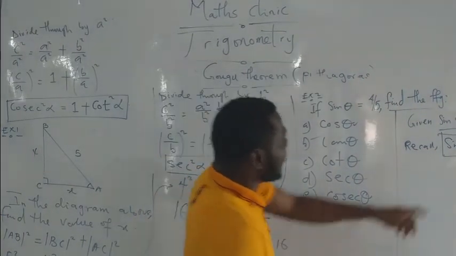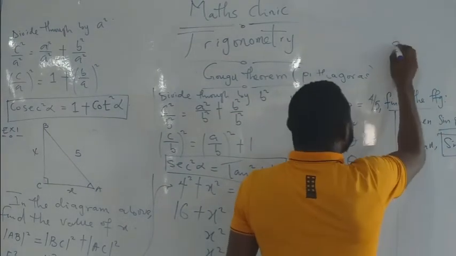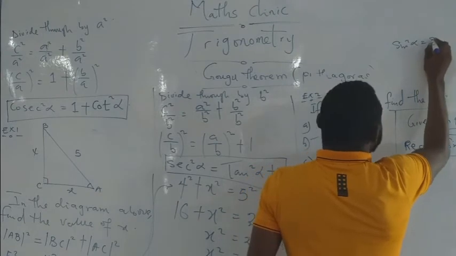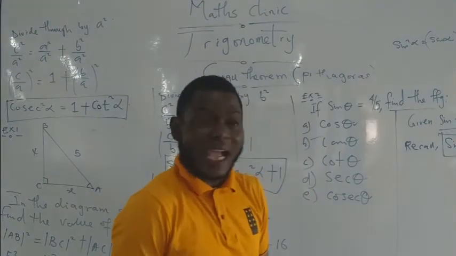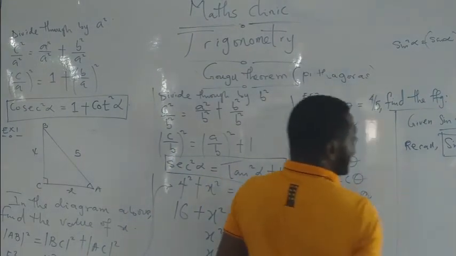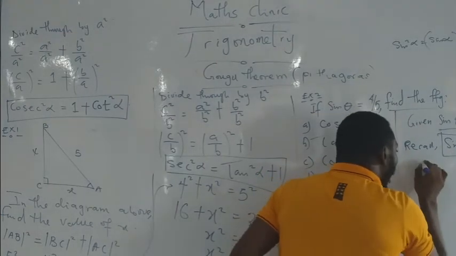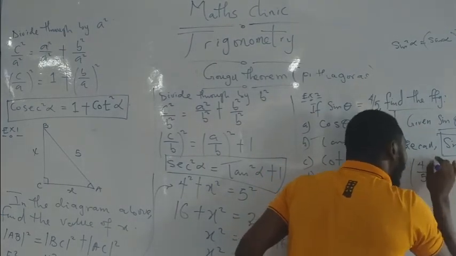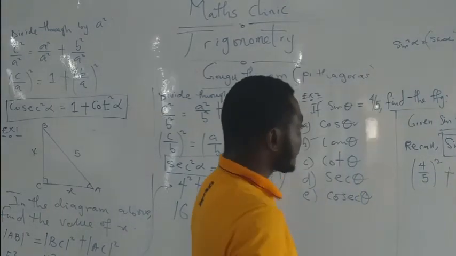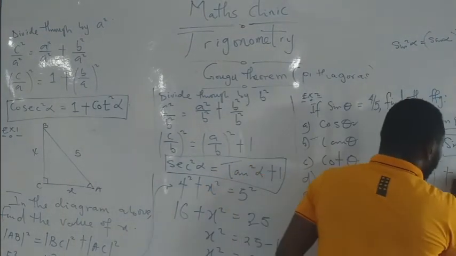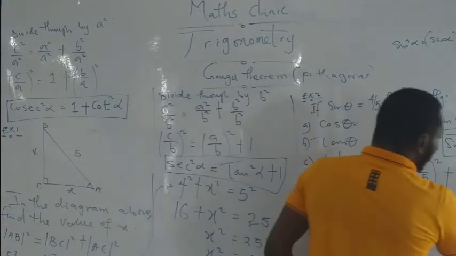Now let's go. We are given sine alpha. Sine squared alpha is the same thing as sine alpha to the power of 2. So this is 4 over 5, all raised to the power 2, plus we have to look for cos squared theta, that's what we have to find, equals 1.